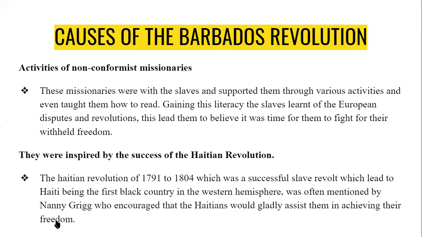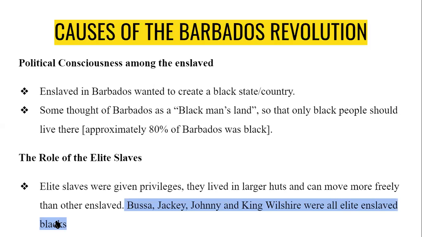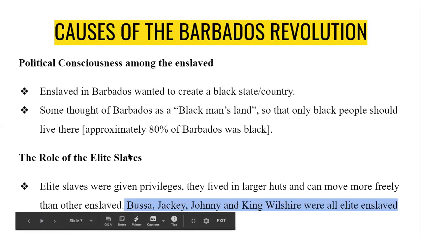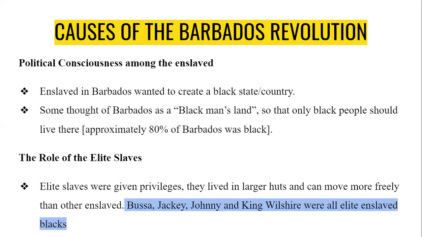Political consciousness among the enslaved. Approximately 80% of Barbados was Black, and so the enslaved thought that it was a Black man's island. The enslaved therefore wanted to create a Black country. The only way they could do this would be to fight for their freedom.